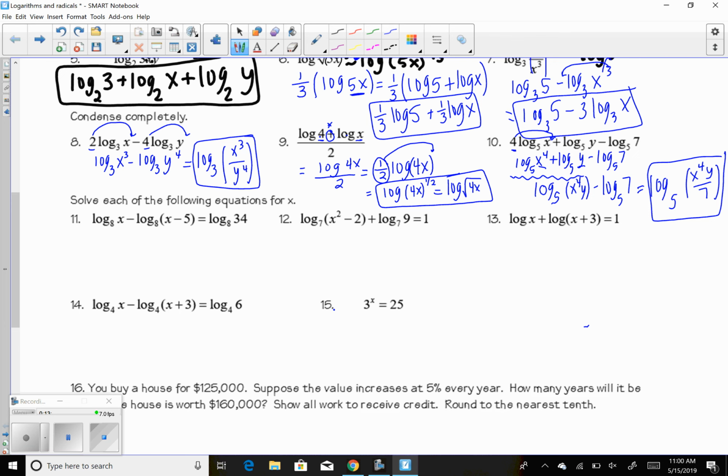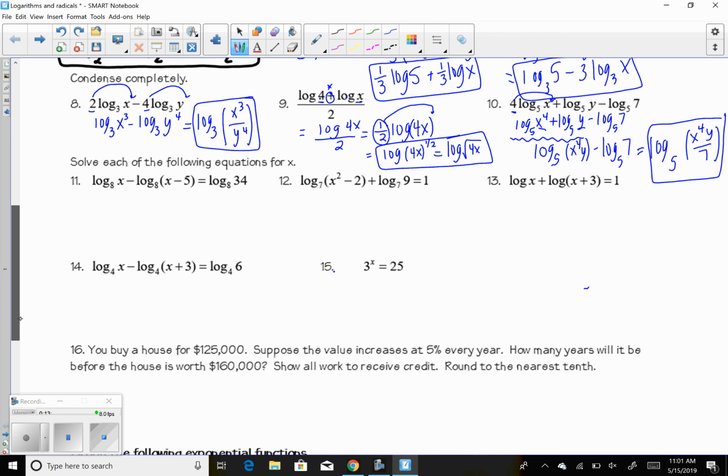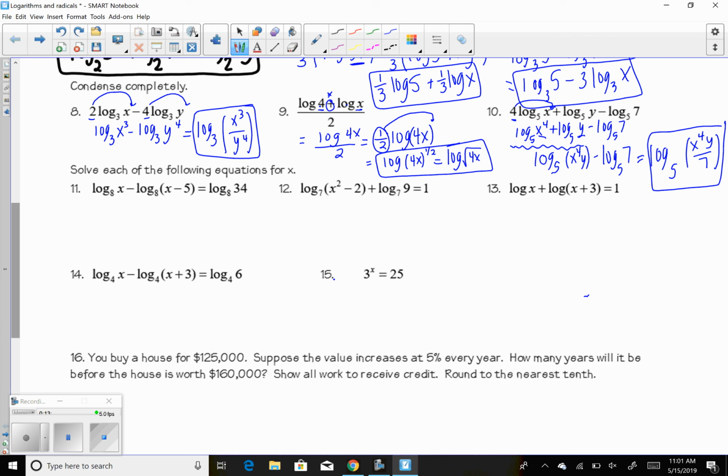Okay? All right, so 11 through 15, we're solving equations. So there are different cases, so hopefully you guys will remember some of this. Whenever you get down and you have log equals log, you can drop the logarithms. I'm not sure if you guys remember that. When you have one log equals a number, then you go around the world to solve it.